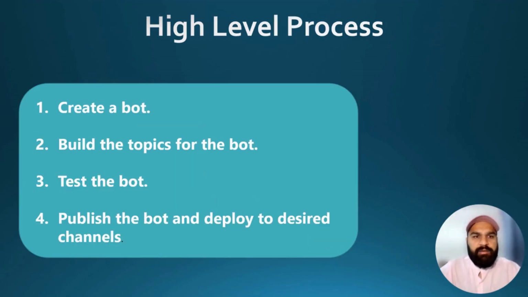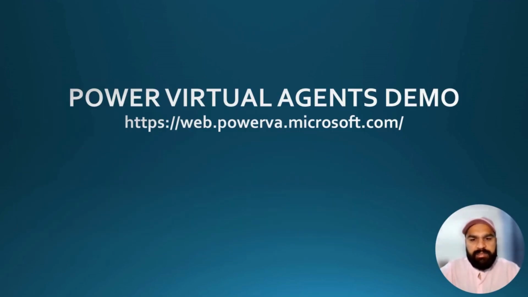Let's understand the very high-level process of a Power Virtual Agent step by step. First one is creating a bot. Second is building the topics for the bot. Third is testing the bot, and fourth is publishing the bot and deploying to desired channels. Now, lastly, we will look into a quick demo of Power Virtual Agents on how to create, how to set the topics, what the entities are, how we can set the conversation path, and how to publish that as well. The quick URL to access Power Virtual Agents is web.powerva.microsoft.com. Let's quickly head out to the demo now.